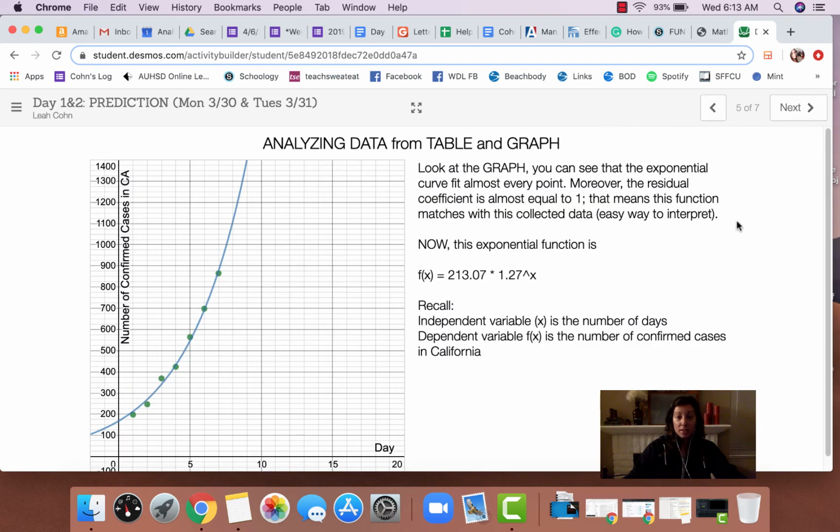Now it says look at the graph and you can see that the exponential curve fit almost every point. Moreover, the residual coefficient is almost equal to 1, which means that the function matches this collected data. This function right here matches this graph. That's all we need to know. The independent variable is the number of days. The dependent variable is the number of confirmed cases.